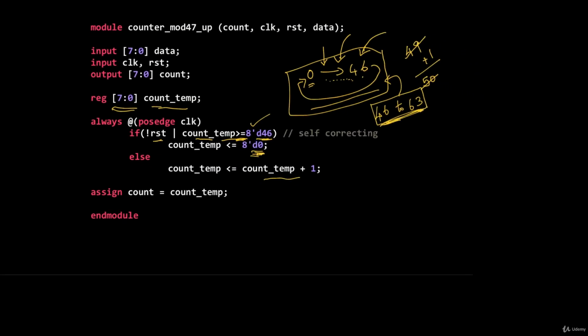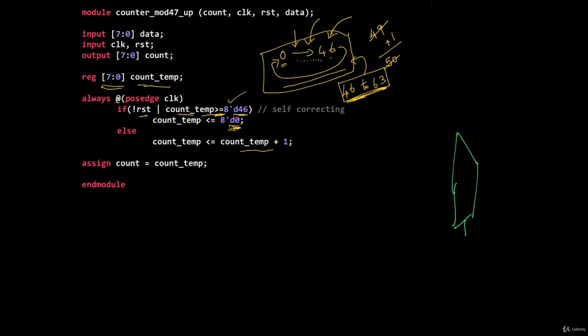Right, so let's draw the hardware for this. You're going to have one mux, and the mux select line is going to have an OR. So it's either the reset, which is active low, so let's put a bubble here to make reset 1, either this, or we check if count temp is greater than or equal to 46. In either case, you will select 0.